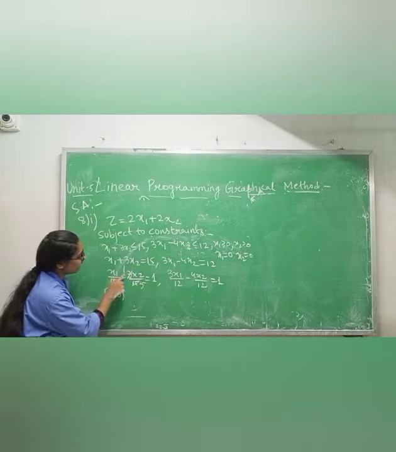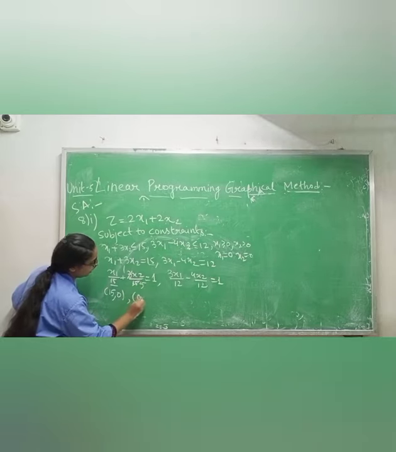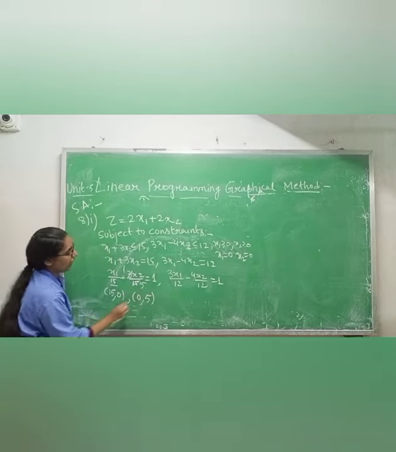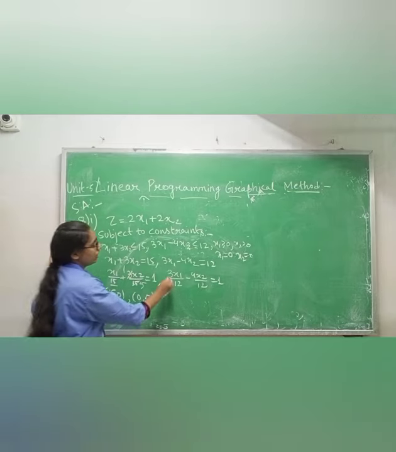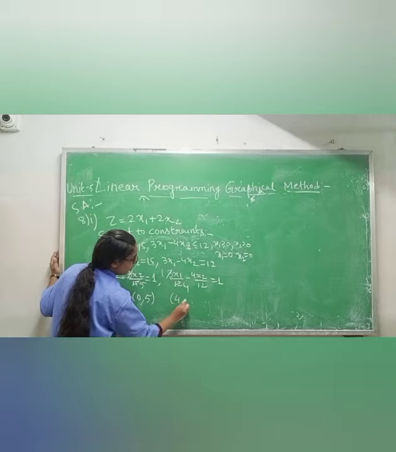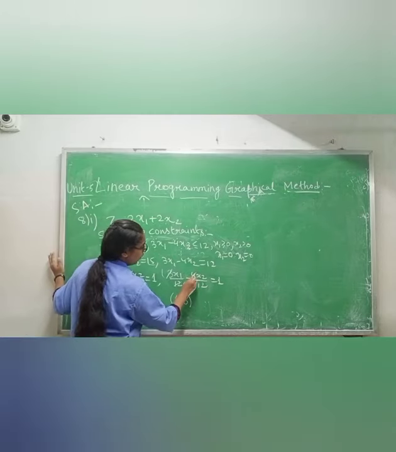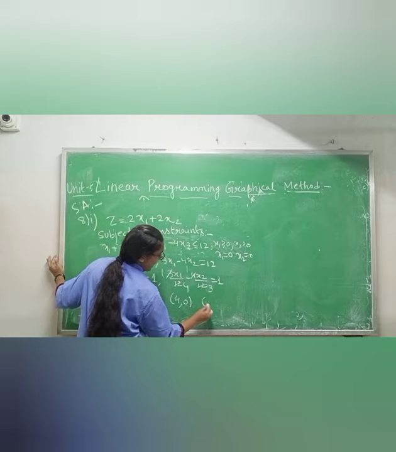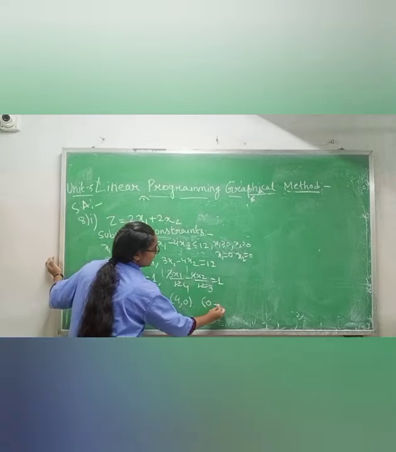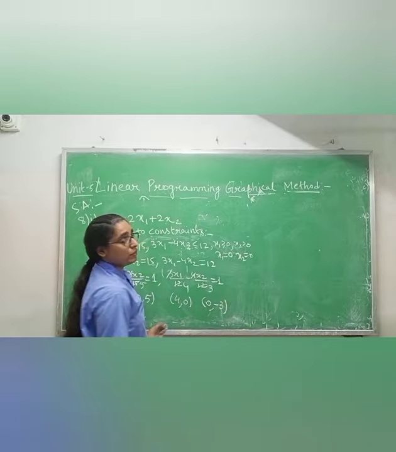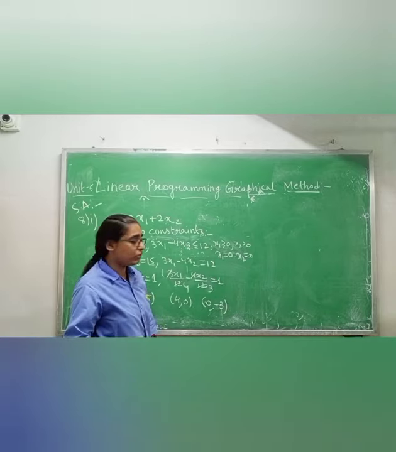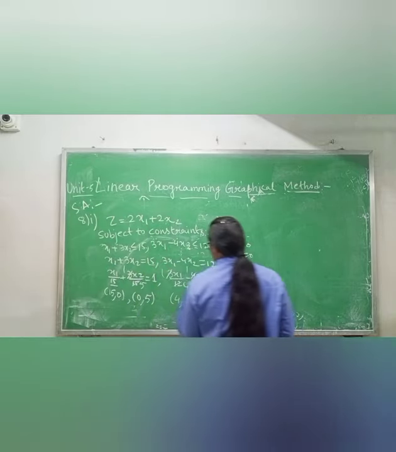It means that x1 value is 0 and x2 value is 5. x1 and x2, not x5. Now 3 ones are 3, 3 4s are 12. Means x1 value is coming 4 and x2 value 0. 4 ones are 4, 4 3s are 12. x1 value is 0 and x2 value is coming minus 3. Why minus 3? If you have a minus sign with your equation, you have to take that minus sign with the point always. Okay, with the point you have to take this one. Now we have to plot this one.